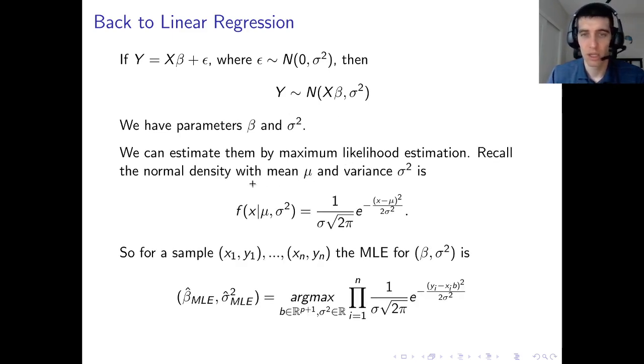Okay. And so here's a reminder: the normal density with mean mu and variance sigma squared. Its density looks like this. So if I have a sample of size n, the maximum likelihood estimator for these parameters, what I can do is set up the likelihood here. This is the product of these normal densities. There's n of them. And maximize it in this b term, which is a dummy variable for my beta, and this sigma squared term.